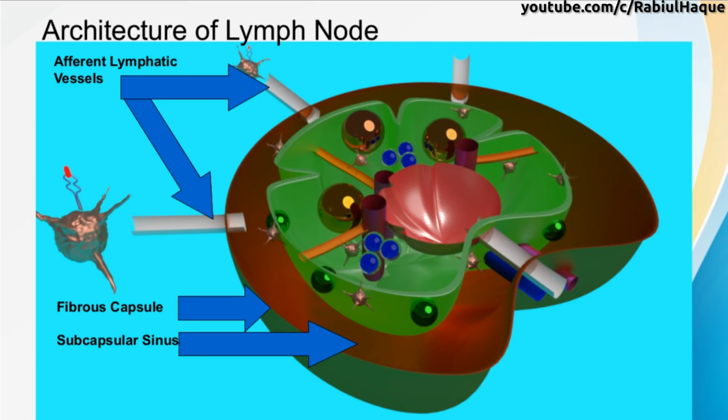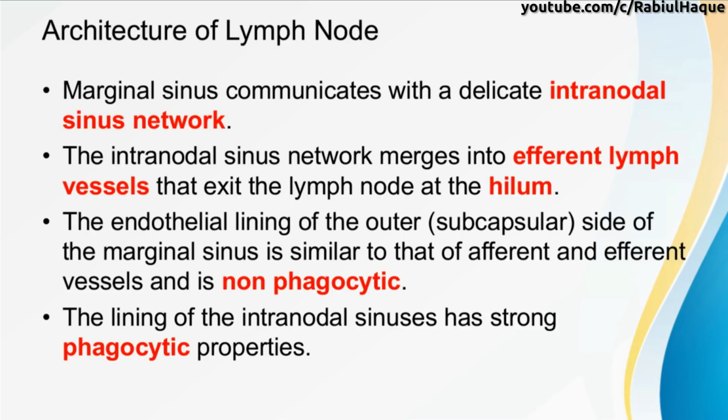And these are the afferent incoming lymphatic vessels. So these are the incoming or afferent lymphatic vessels. And note that these afferent lymphatic vessels are opening into the subcapsular sinus. Now, the subcapsular or marginal sinus will communicate with a delicate intranodal sinus network. Again, this intranodal sinus network will merge into efferent lymph vessels that will exit the lymph node at the hilum.